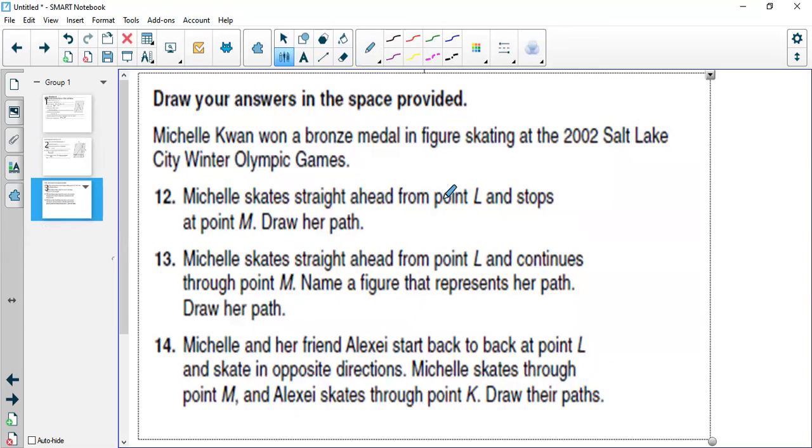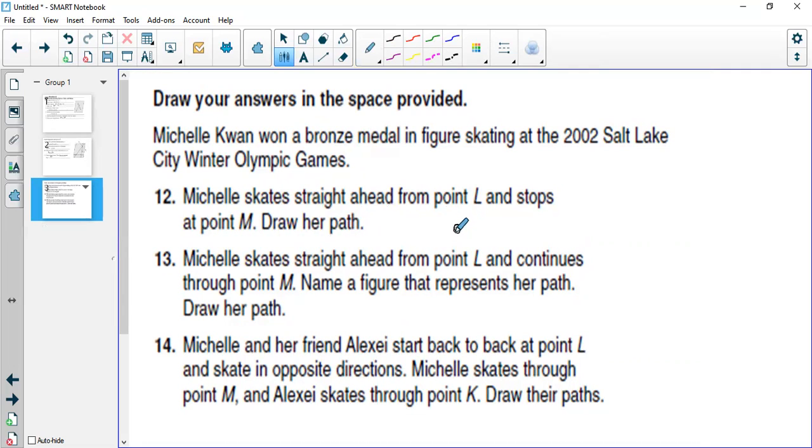Michelle skates straight ahead from point L. So first let me draw point L. This is a point and we name it L. Michelle skates straight ahead, so she's going straight. So let me draw that straight line. Okay, and stops at point M. So she's stopping at point M. So she stopped here. What does that show you?